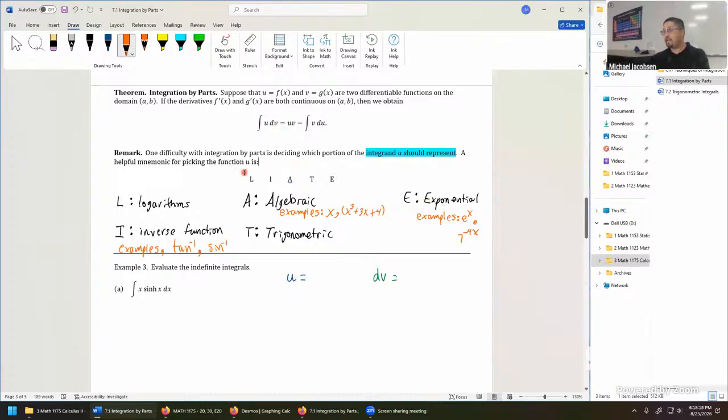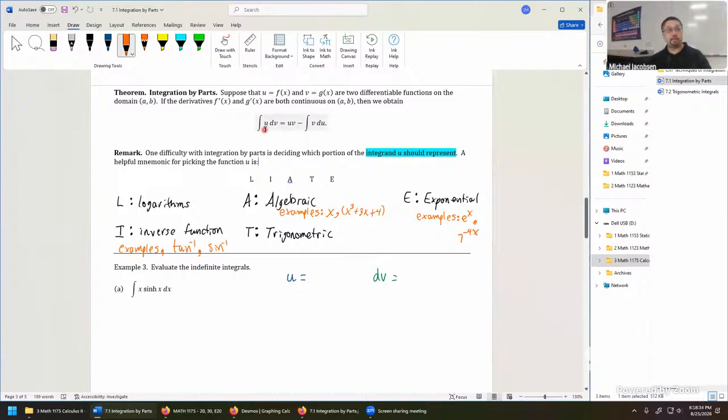So this mnemonic gives us a good method for picking what U should be, depending on what's going on in the integrand. So we'll work through this using this mnemonic on the problems down below. Here's the entire formula for integration by parts.